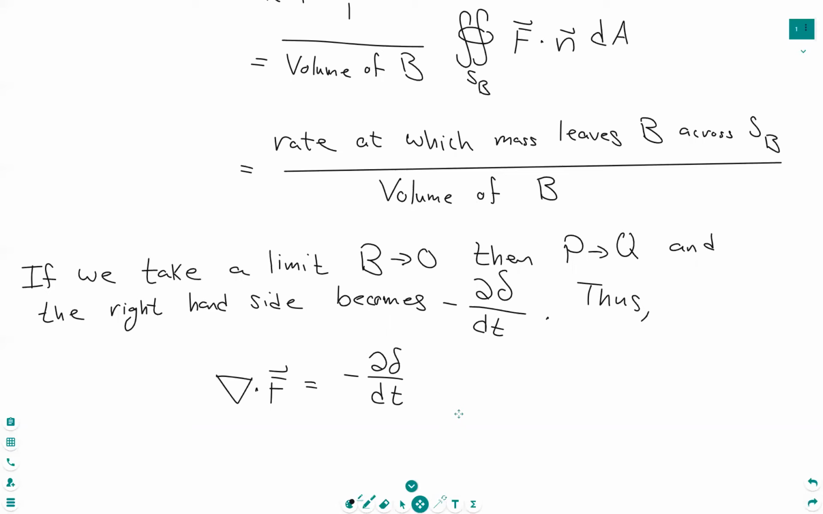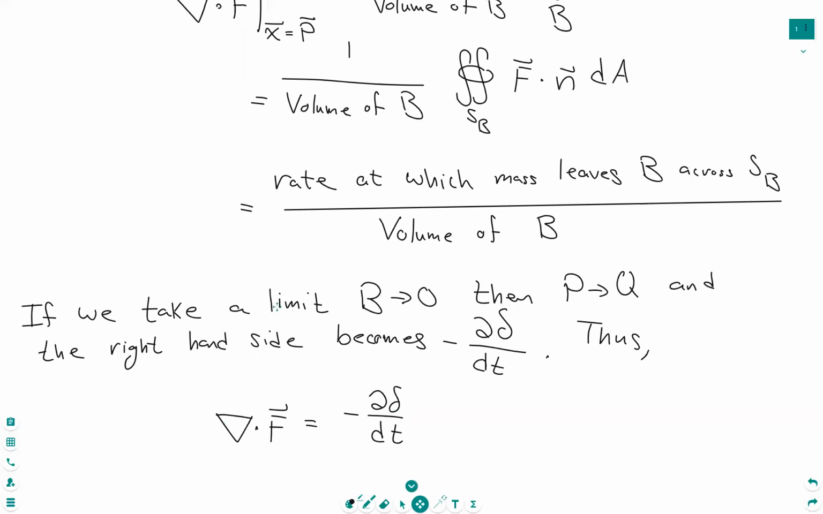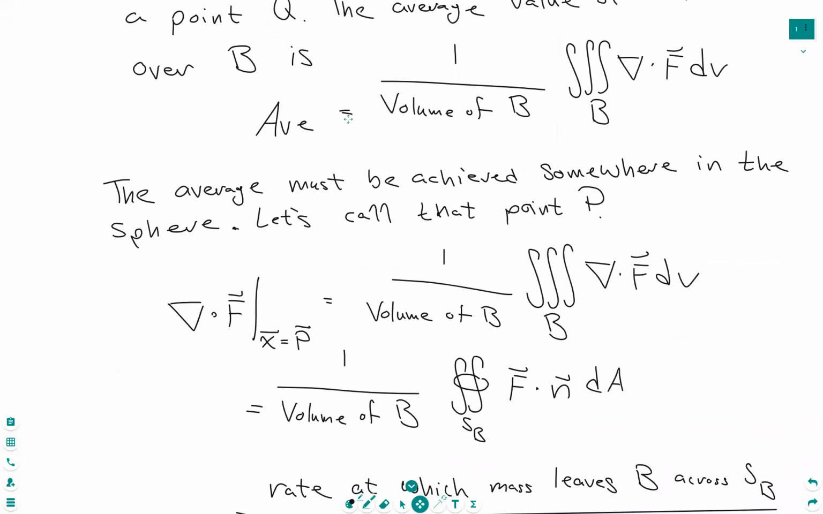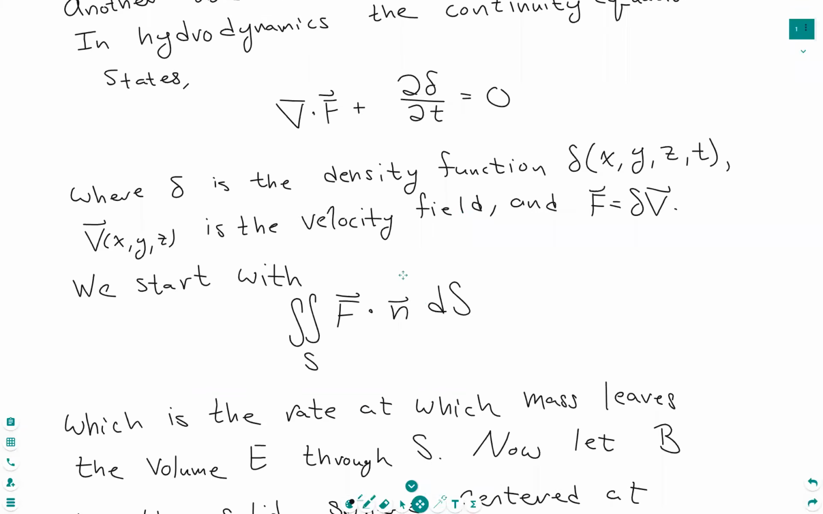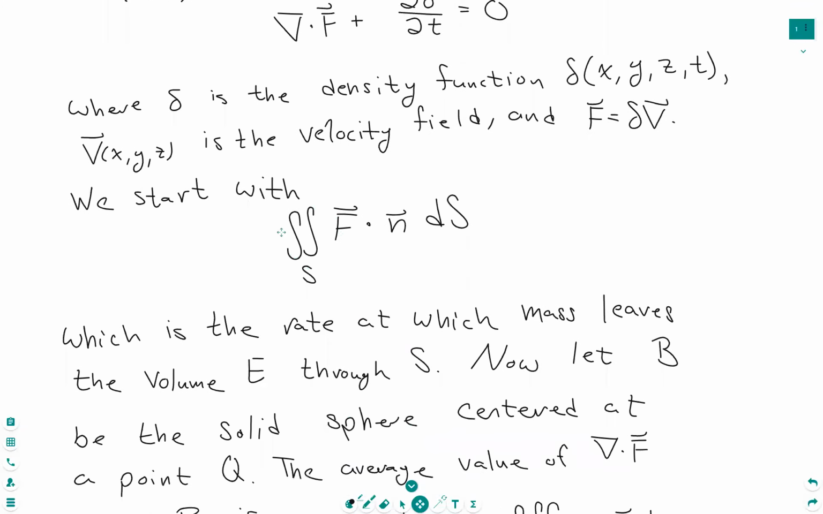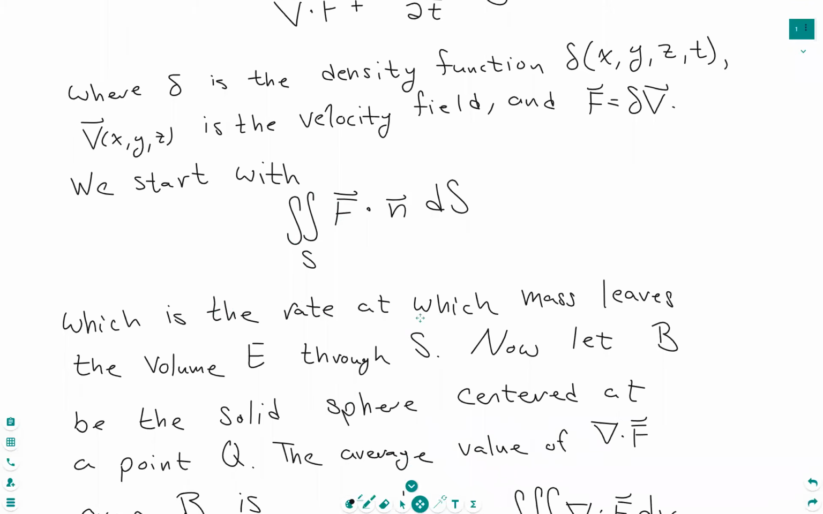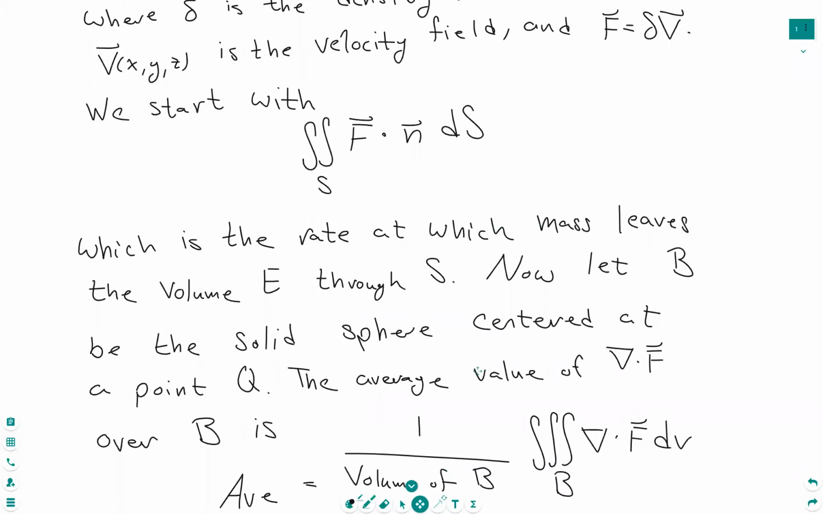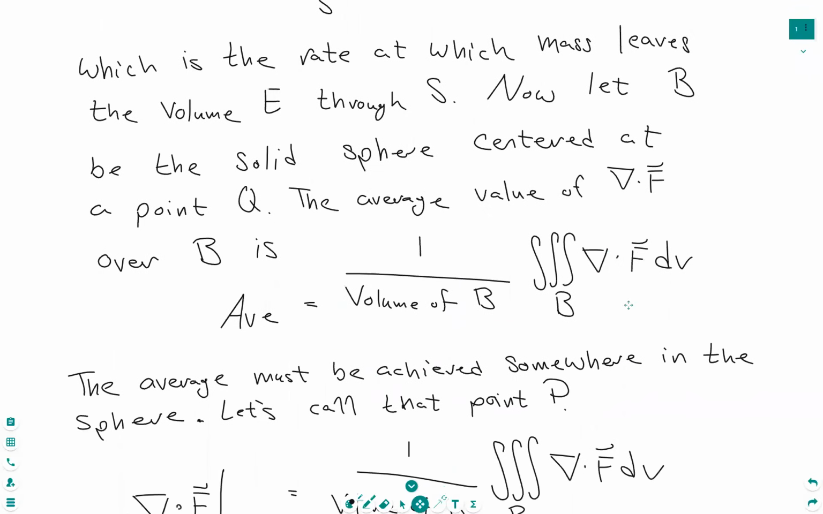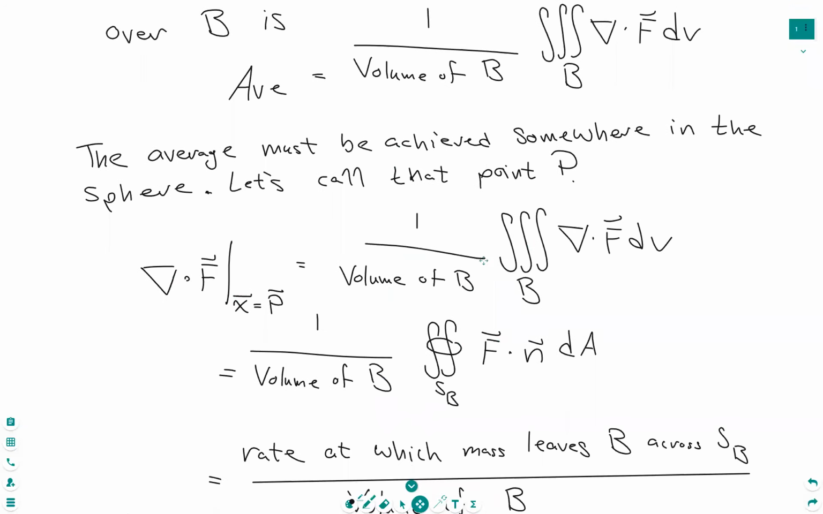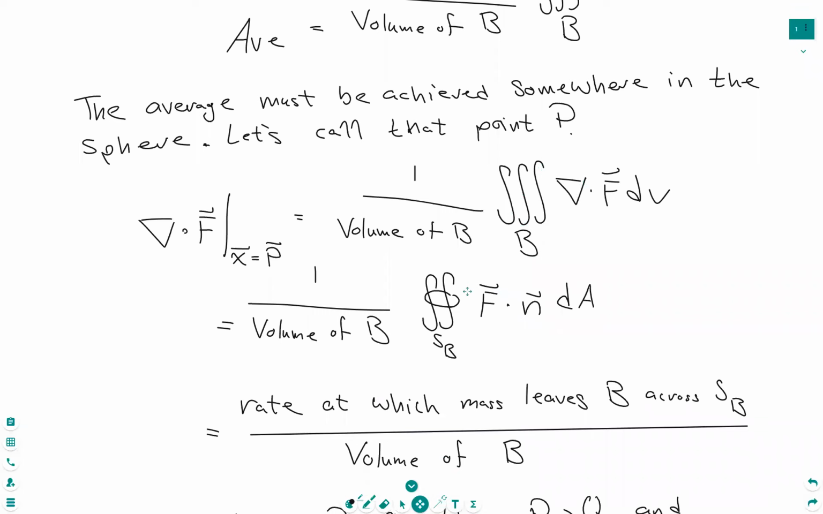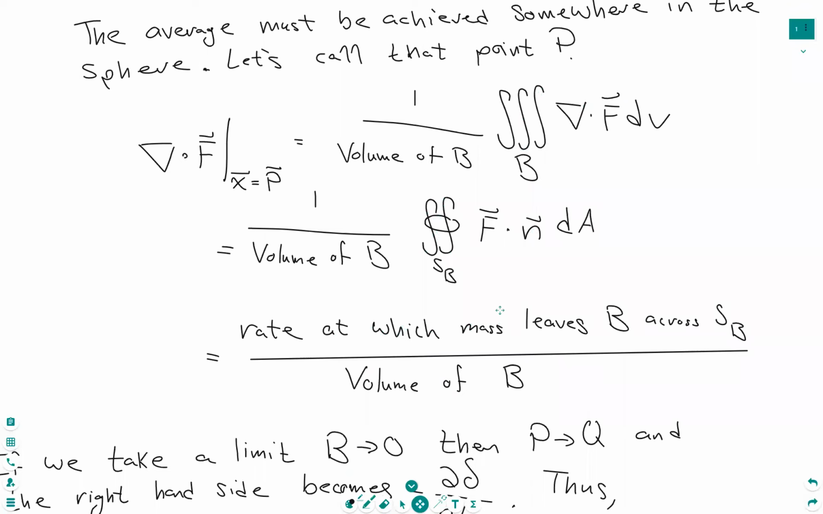So that's how fluid flow proves the continuity equation. So fluid flow kind of has to obey this. And we start with saying, hey, we have some flux, and this kind of means the rate at which mass leaves. So later on, when we look at the average of the divergence of F, we know that it's achieved at some location. We can write this using Gauss's theorem as this surface area integral, but we already said that this is the rate at which mass leaves B across the surface.